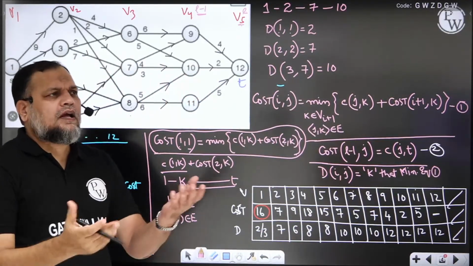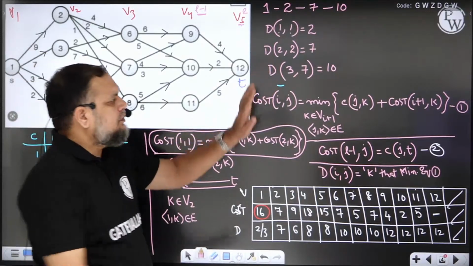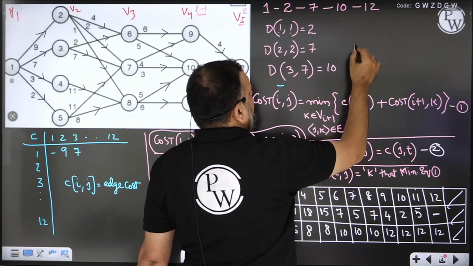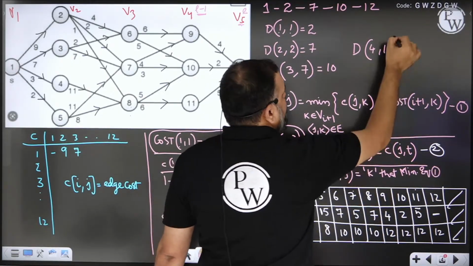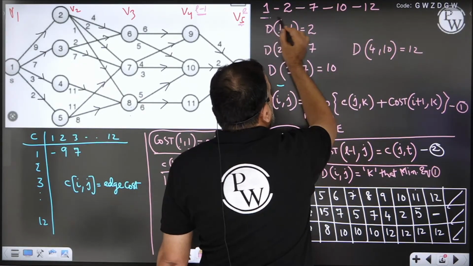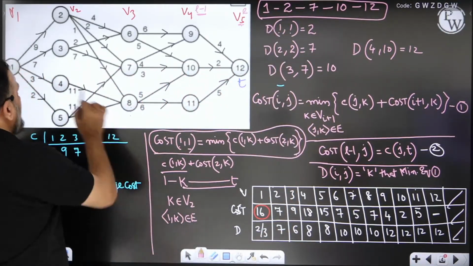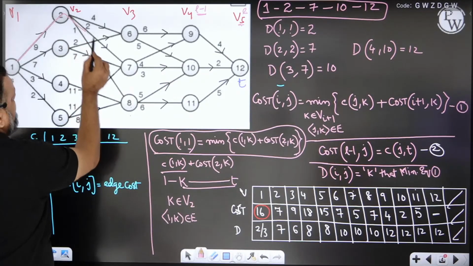The moment I come to 10, look at the graph. There is no option other than going to 12. हम यहाँ पर stop कर सकते हैं. Directly I can write 12. Even if you don't want, you can write the next stage d of 4, 10. That will be 12. So this is my path. It has two paths. I have constructed one of them. This path is 1, 2, 7, 10, 12.